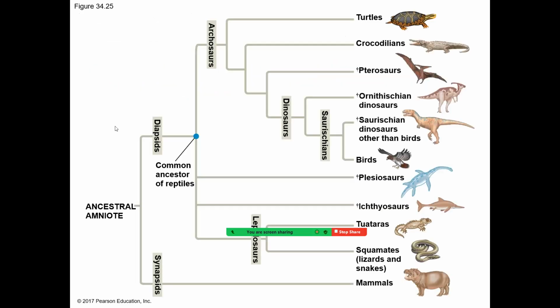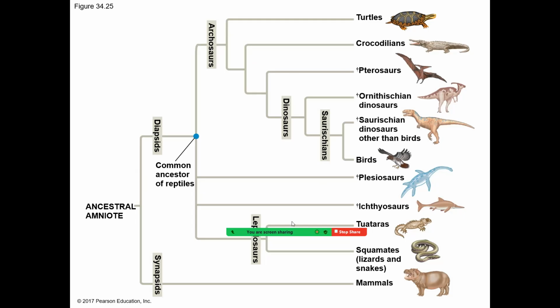So if we look at our tree here, the ancestral amniote, remember, is an ancestral characteristic. And then you can see that you have a common ancestor for reptiles, which is going to go on to create all of these organisms, including birds. So modern day birds are here. And then down at the bottom here, you have mammals. So we'll talk about mammals as well. Oh, let me go back here.